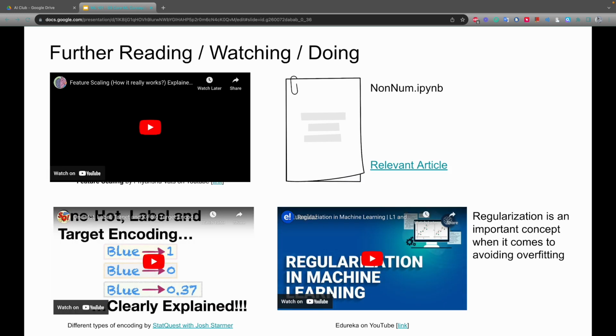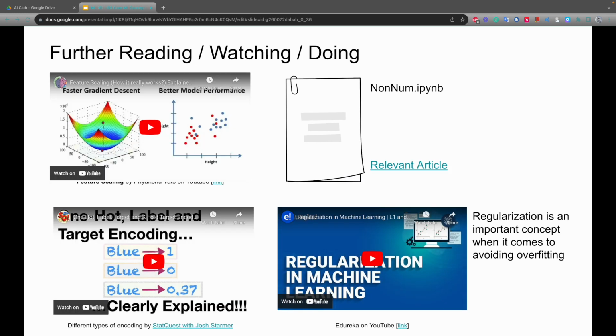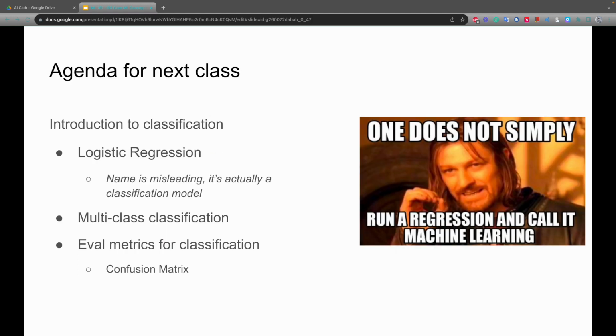To learn more, check out these videos about feature scaling, the different types of encoding, and regularization. In the next lesson, we will tackle classification problems using logistic regression.